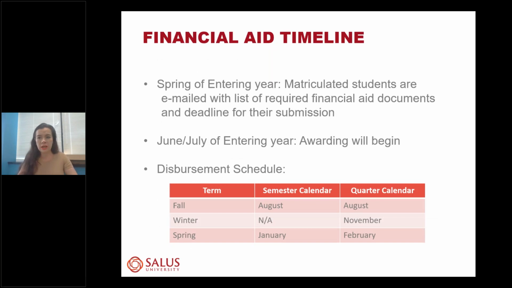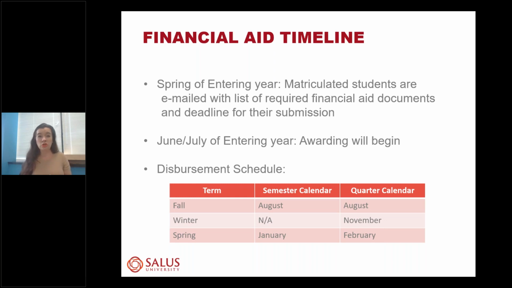Okay, so what is the financial aid timeline for when you can expect to hear things from my office? Again, great question. So spring of your entering year, so we're talking about spring of 2024, students that are deposited or matriculated are emailed with a list of required financial aid documents and a deadline for their submission. Around June and July of your entering year, so again, June and July of 2024 for most of you, awarding will begin. And then the disbursement schedule is always going to follow the academic calendar in terms of semesters or terms.